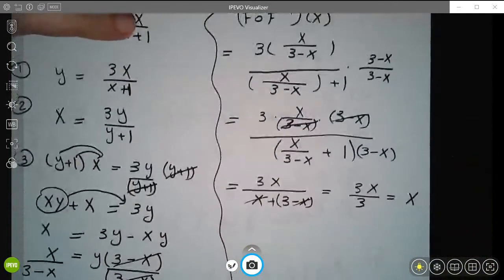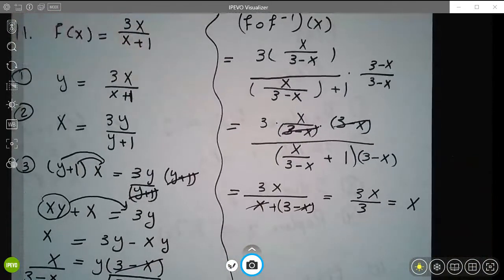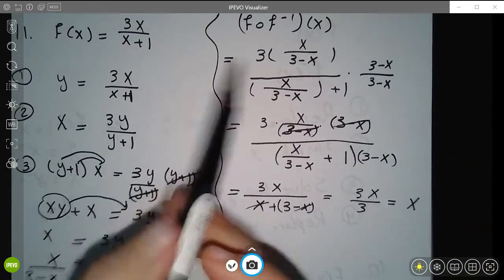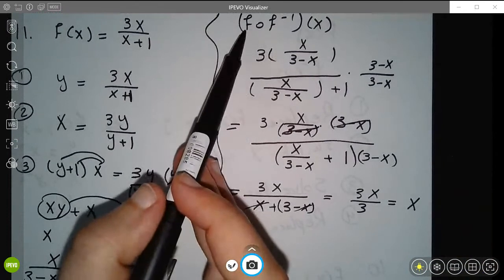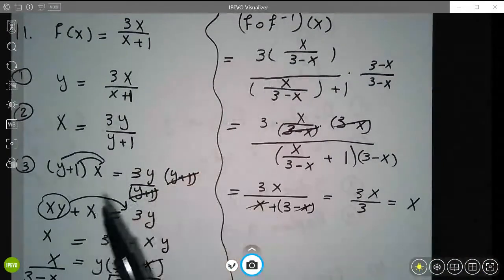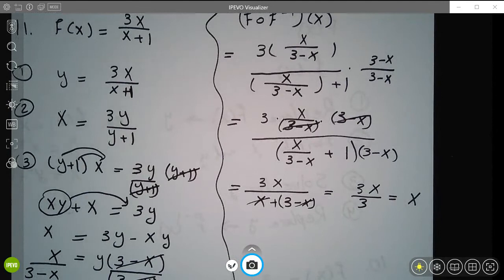Who found that one fun? Just wondering. That was one way to solve it, obviously. You can always do it backwards, so basically plug f of x into the f inverse, but it will give you the same result anyway. All right? Any questions? I'm going to take that as a no. Okay, so, okay, awesome.